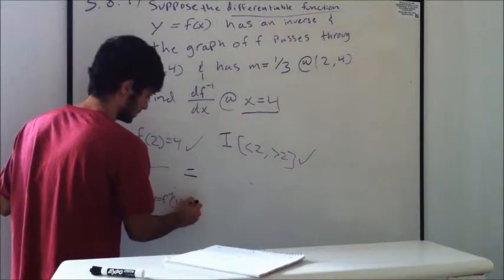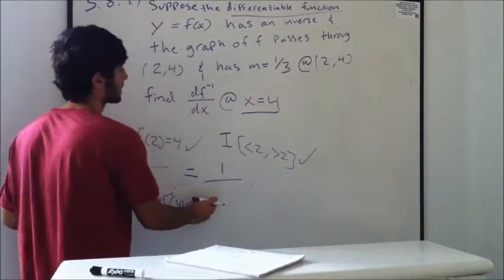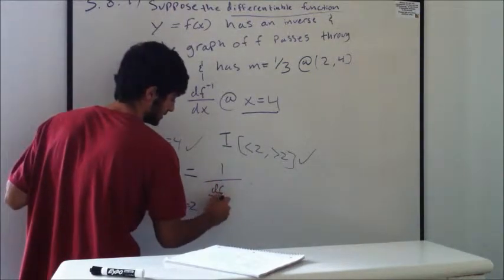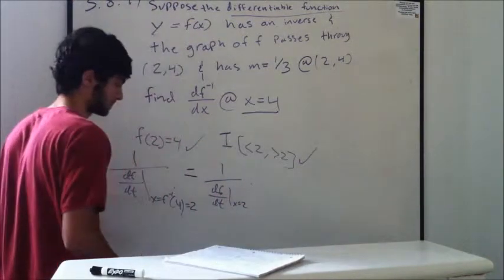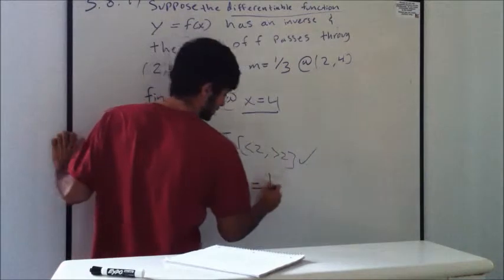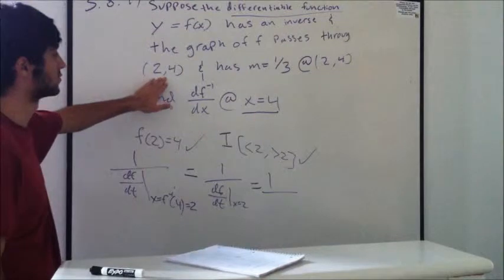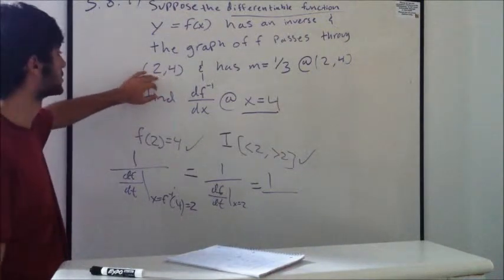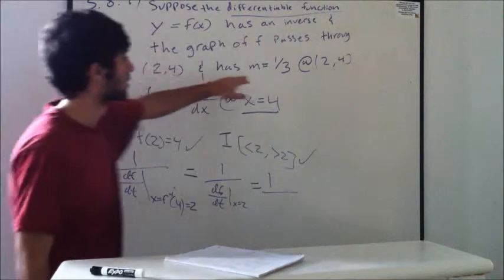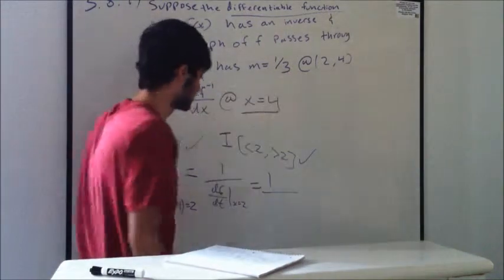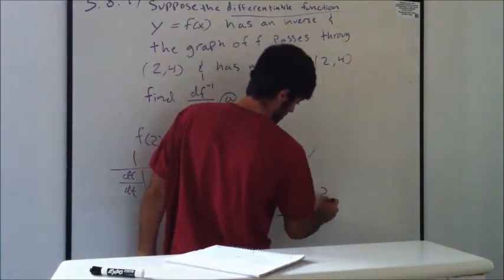So this equals 2. We get 1 over df/dx at x equals 2, which equals 1 over, what's our derivative at 2? Well, our derivative at 2, we know that at the point 2, when x equals 2, our slope m is 1/3. So that gives us 1 over 1/3, which equals 3.